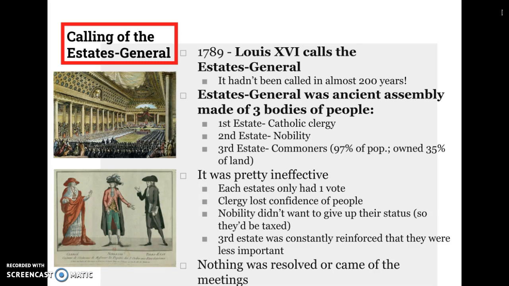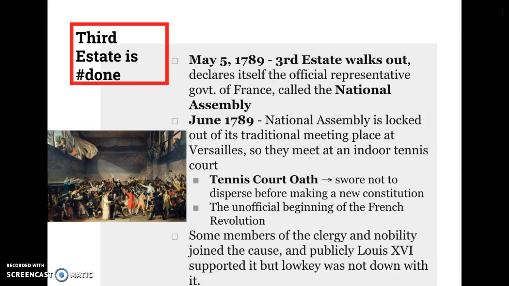In fact, the Estates General was pretty ineffective. Each estate only had 1 vote, and the third estate was constantly being told that they were less important and weren't enough. As a result of that, the Third Estate literally walks out. May 5th, 1789, the Third Estate leaves and calls itself the National Assembly and declares itself the official representative government of France.